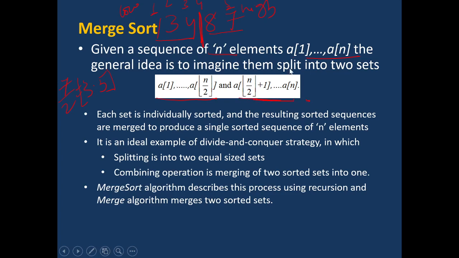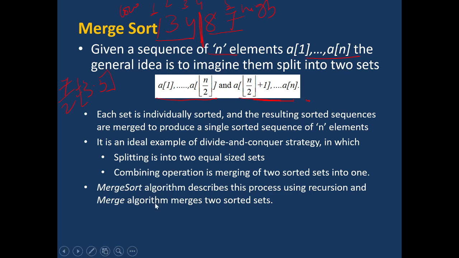So the set is split into two sets: a of 1 to a of n by 2. And what is the next element after n by 2? A of n by 2 plus 1 to a of n. These two are the sublists we are going to use in MergeSort. After dividing them into sublists, we'll again apply MergeSort on the first sublist and the second sublist. We'll go on dividing the list and applying MergeSort. After sorting, we have to merge the sorted sequences into a final sorted sequence.